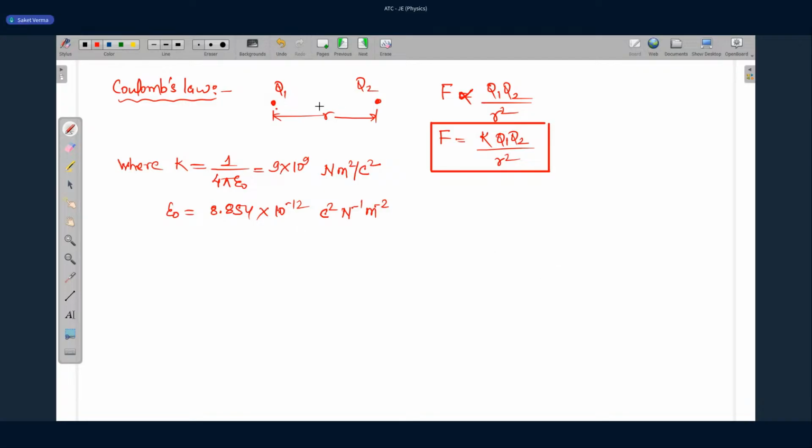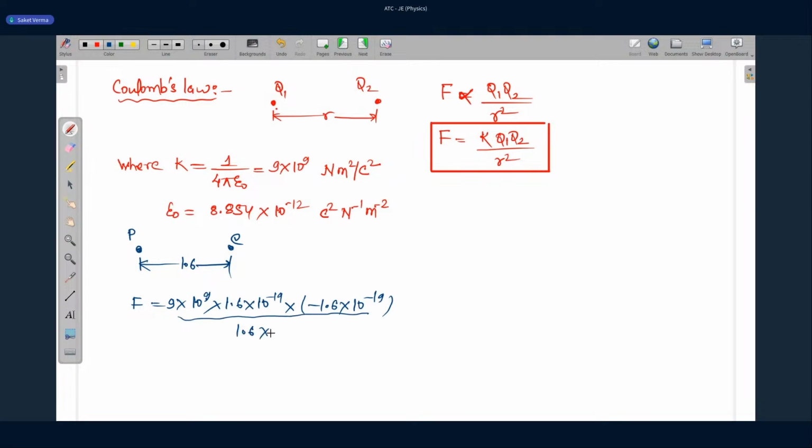So, for example, if a proton and an electron are placed 1.6 centimeter apart, find the magnitude and the nature of the force. Suppose there is a proton and an electron, separated by a distance of 1.6, then what is the force? The force is 9 into 10 raised to power 9, and the proton and electron have charges 1.6 into 10 raised to power minus 19, the charge on the proton, and the charge on the electron will be negative 1.6 into 10 raised to power minus 19, divided by r square.